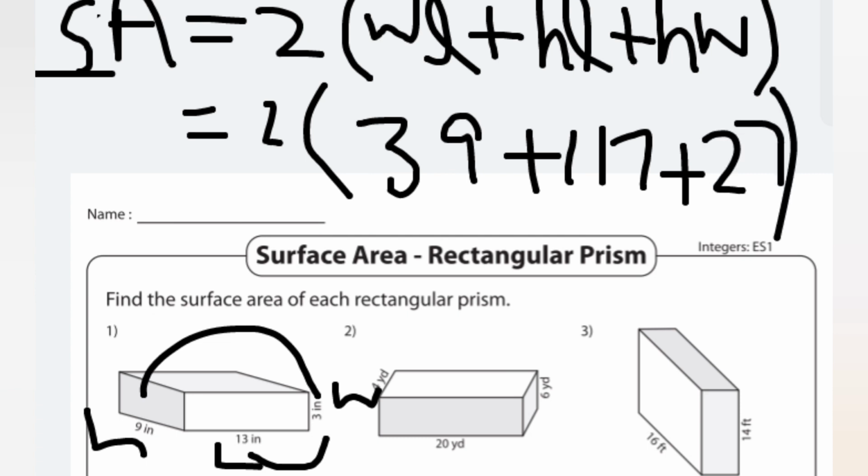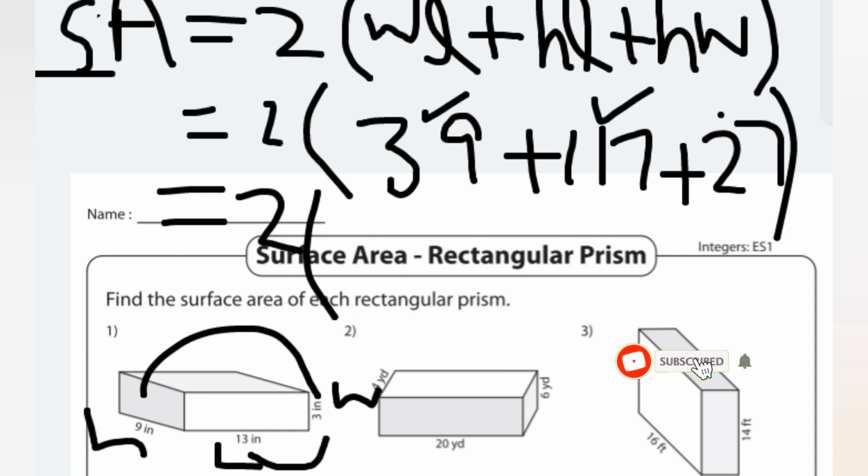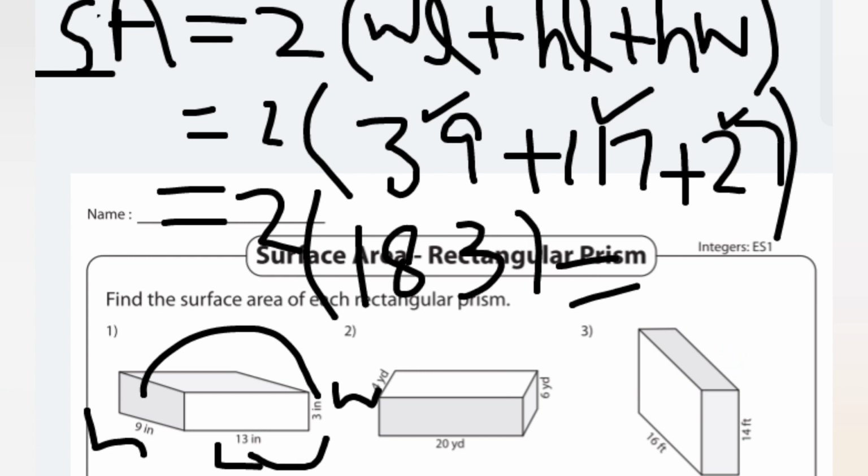In the next step we will just add these values. So 2 into, if I add 39 with 117 and then add 27 to them, we got 183, and 183 two times will be equal to 366. So 366 is our answer for the surface area of this diagram.